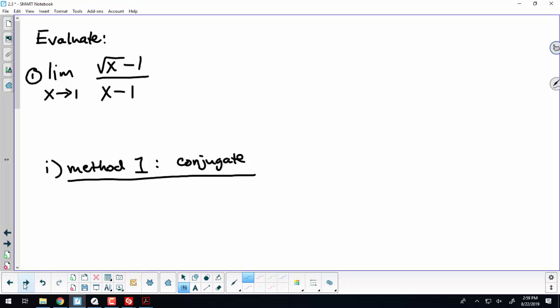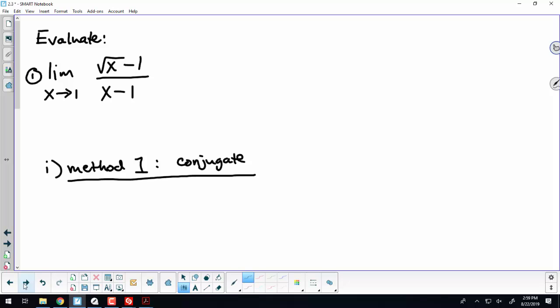Okay, another type, not necessarily a rational function because we have radicals involved. And we'll see that there's 2 methods that we could use to evaluate this. The first method is the conjugate. Does anyone remember what the conjugate is?